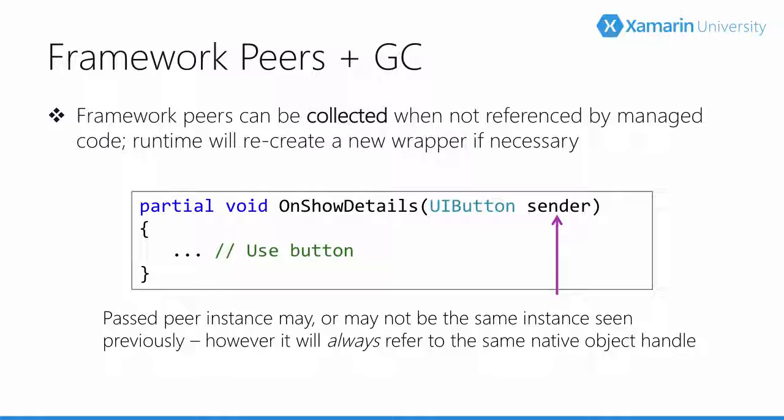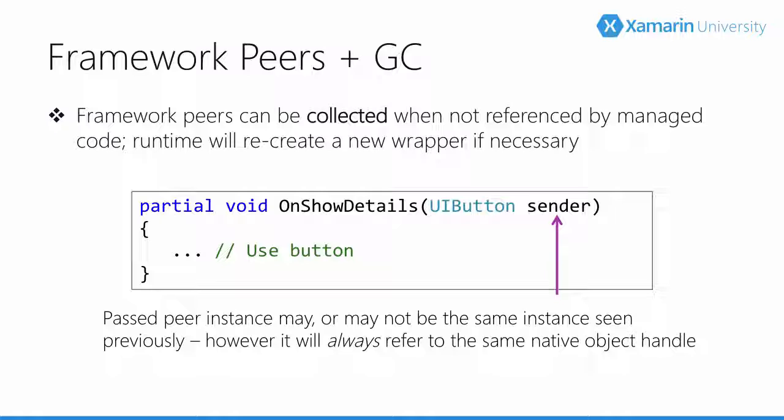This collection of peer objects only happens if I don't keep a managed reference to it. So if for example, I took that sender and I put it in a field that was in my class, well, then it has a live reference. The UI button reference itself will not be collected. And so what happens in that case is the second time I click that button, the system will actually look in a dictionary of weak references.